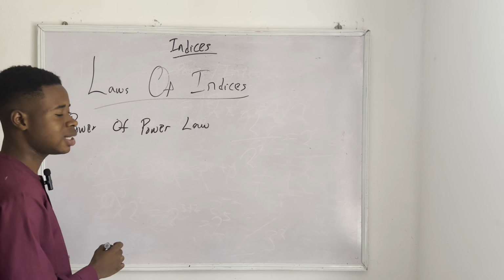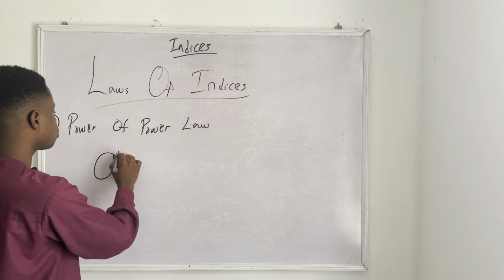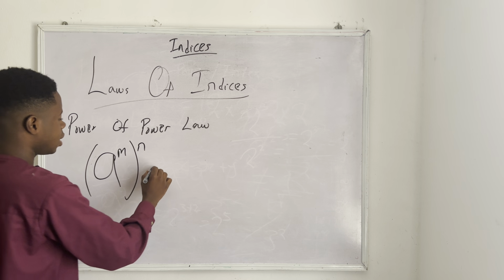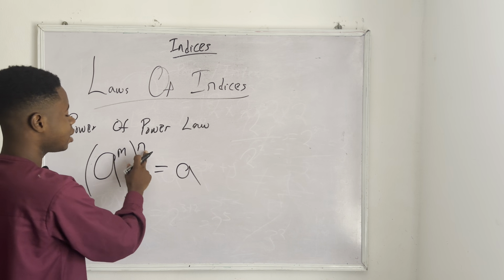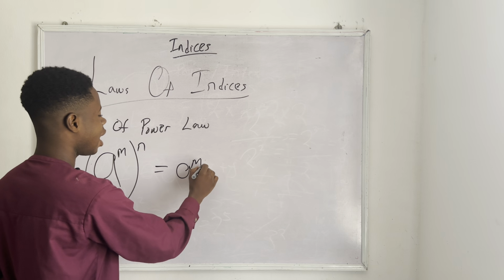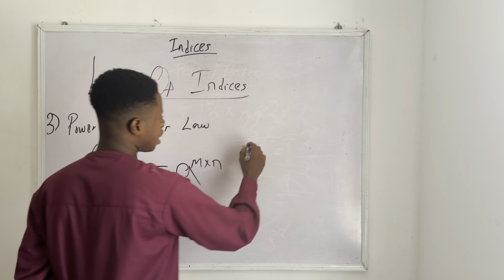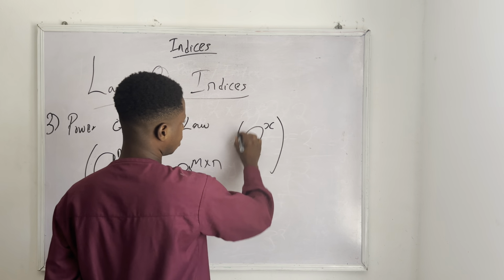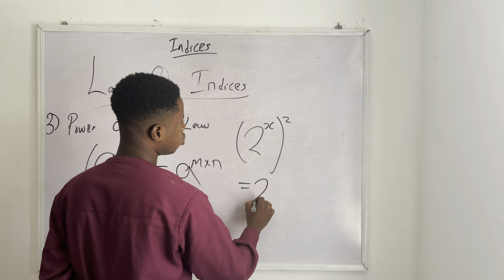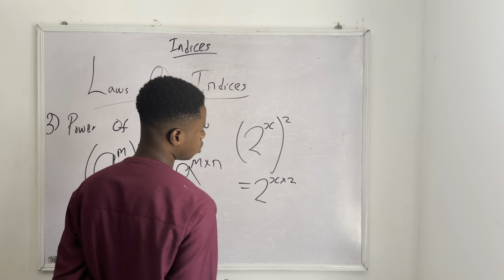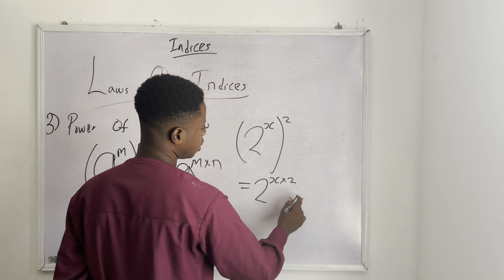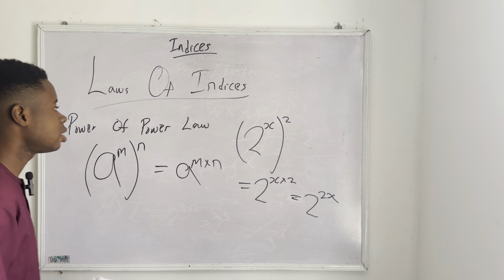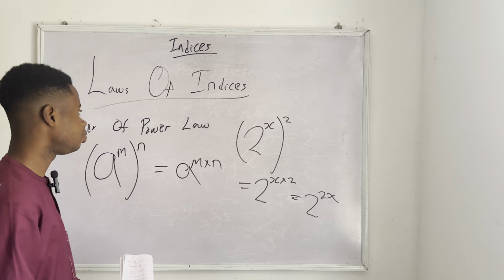What this states is that if I have a raised to the power of m, in brackets, then raised to the power of n, this is equal to a raised to the power of m times n. You multiply the powers together, m multiplied by n. Take for example, I have 2 raised to the power of x, all raised to the power of 2, then this will be equal to 2 raised to the power of x multiplied by 2, and this will give us 2 raised to the power of 2x. So this is the power of power law.